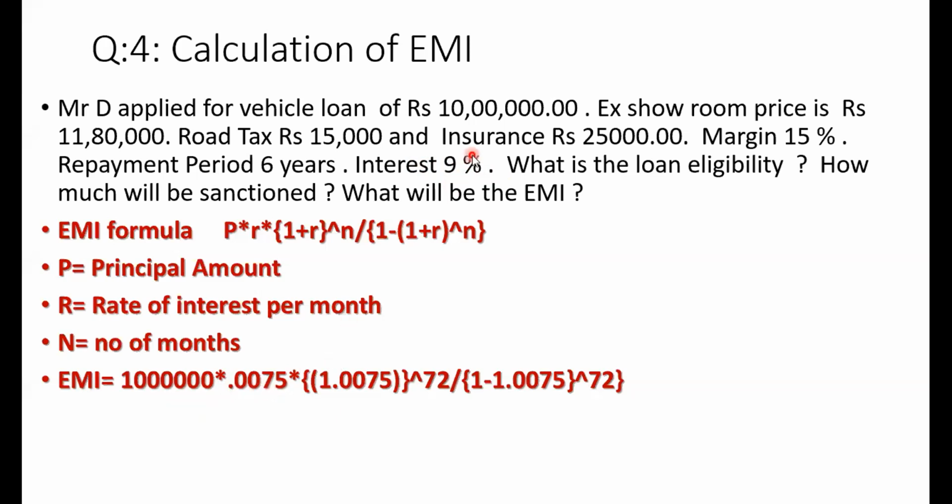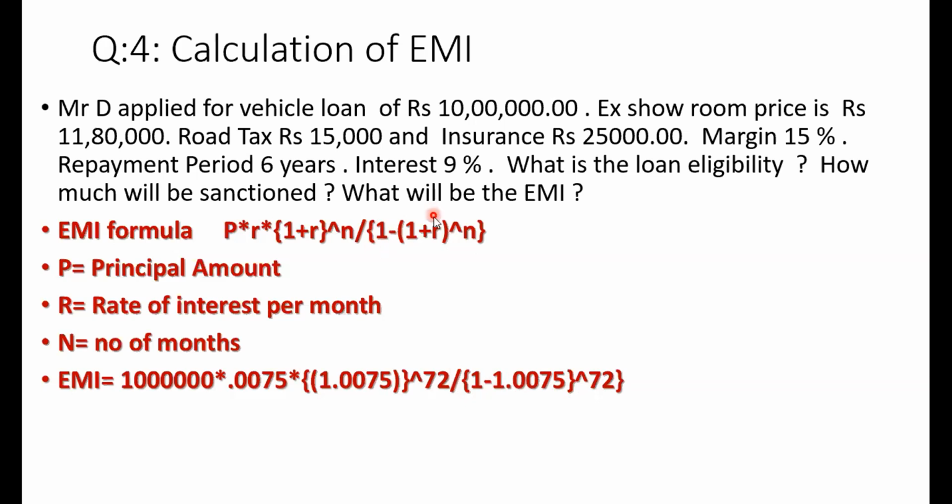And again, you have to convert to decimal by 100, so 2 zeros, 0.0075, into (1 plus R). 1 plus R means 1.0075 to the power 72. Why 72? It is an equated monthly installment. Sometimes 7 years means 84, 10 years means 120. Divided by 1 minus 1 plus R, that is 1 minus 1.0075 to the power 72.